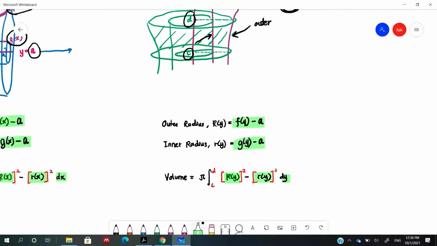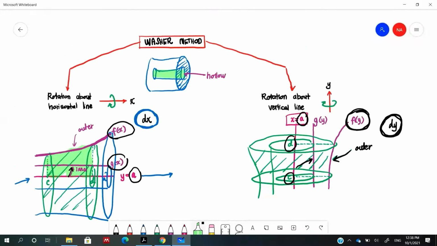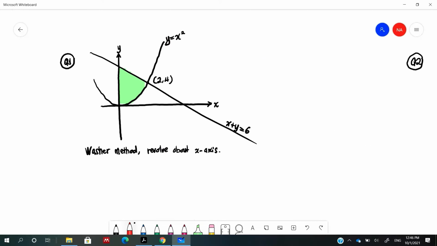After this we'll look at some examples regarding this washer method. Suppose we have this one. We want to find the volume generated using the washer method when we revolve about the x-axis. We should note that the x-axis is actually y equal to 0. So this is the axis of rotation. We want to revolve the green region about this x-axis, y equal to 0.